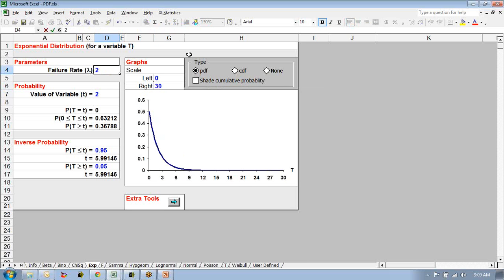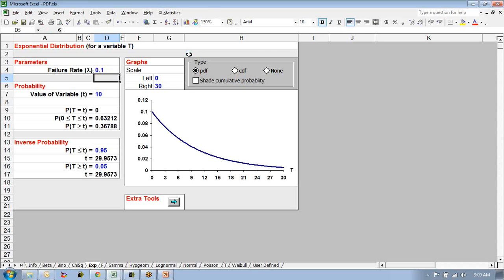What happens if I go to a failure rate of 1, double the failure rate? How about triple that? Yeah, so it's getting tighter. So as we shorten up the failure rate, you can see that it tends to spread out the distribution, which makes sense, right? If we have a smaller failure rate, products tend to last longer.